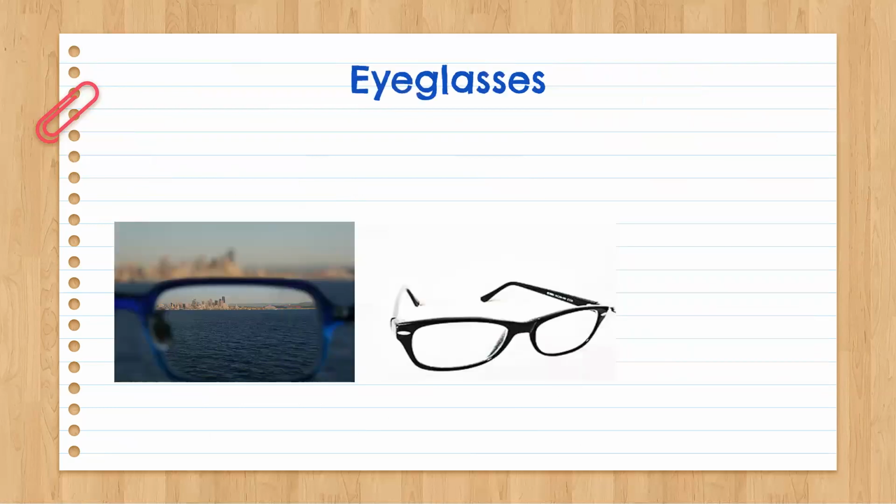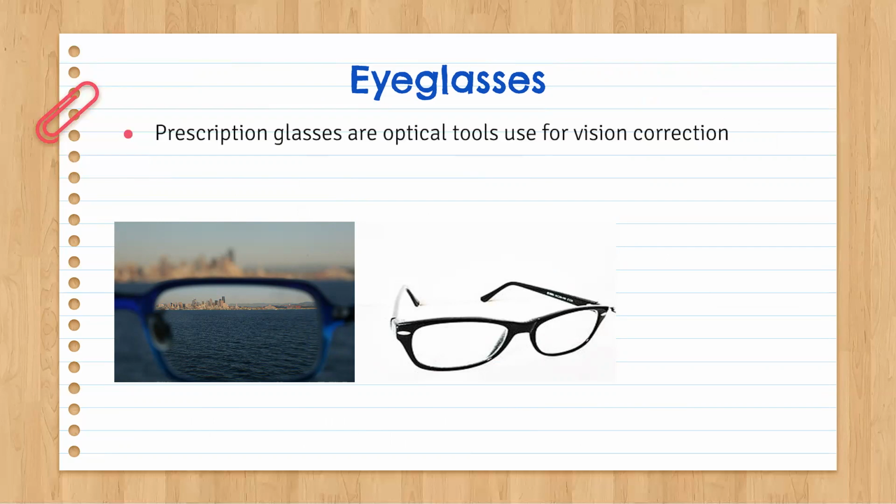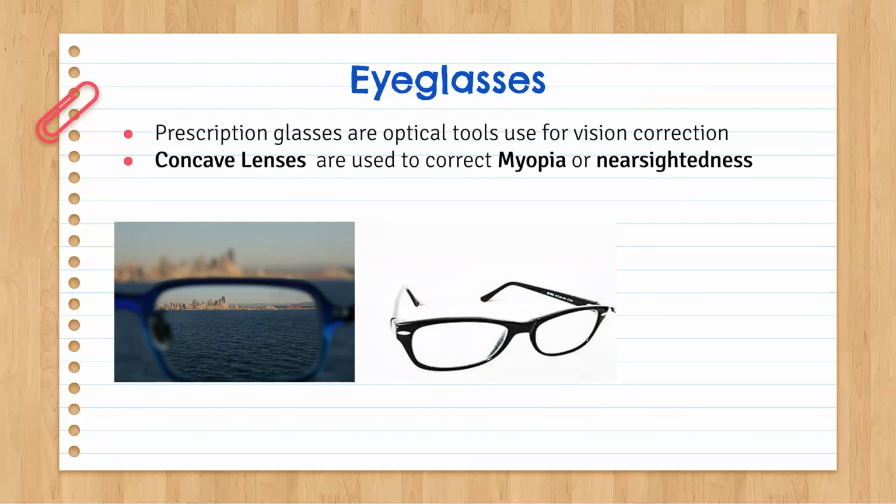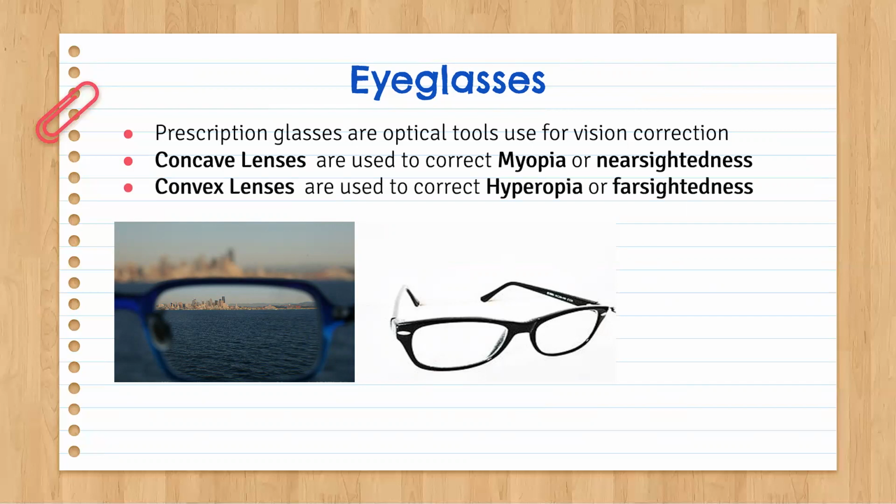Now, eyeglasses are perhaps one of the most common uses of lenses. Prescription glasses are optical tools used for vision correction. We use concave lenses to correct myopia or nearsightedness, and we use convex lenses to correct hyperopia or farsightedness. So those are some of the uses of lenses in optical instruments.